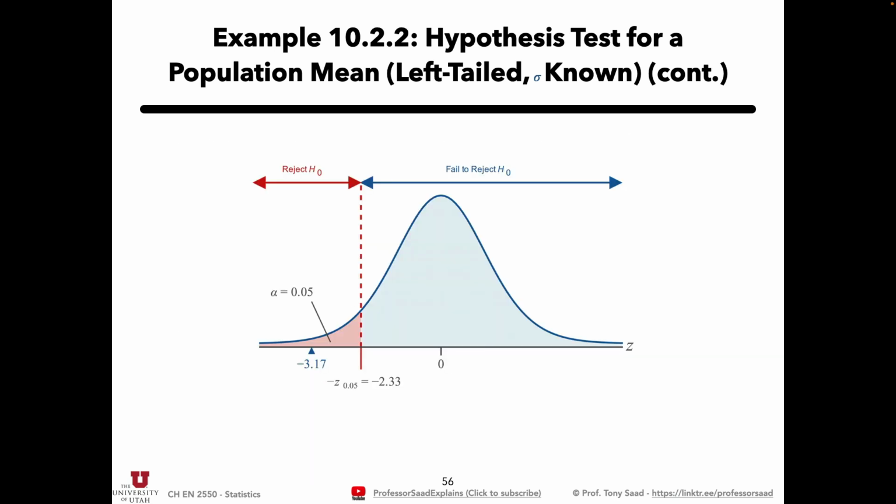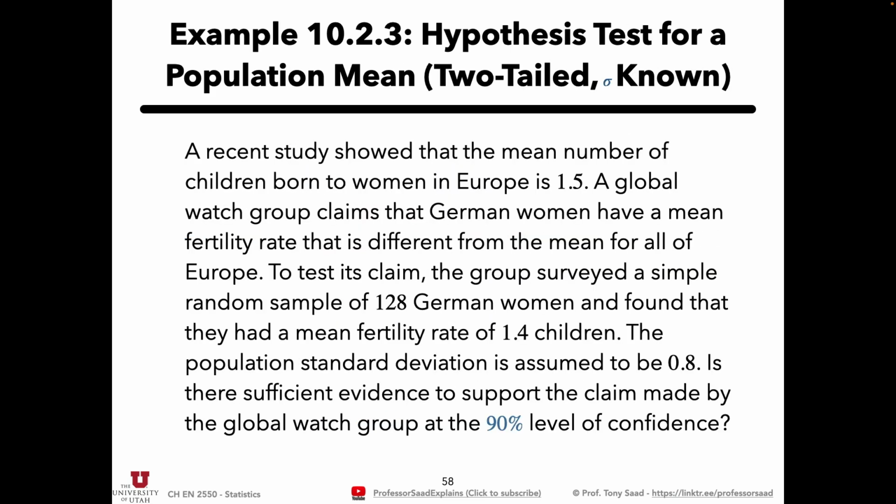So let's jump to a two-tail example, and that will serve as a good example. We'll do it also in Google Sheets, okay? So with the two-tail test, a recent study showed that the mean number of children born to women in Europe is 1.5. Obviously, you can't have a child and a half, right? But this is just the 1 or 2 children.